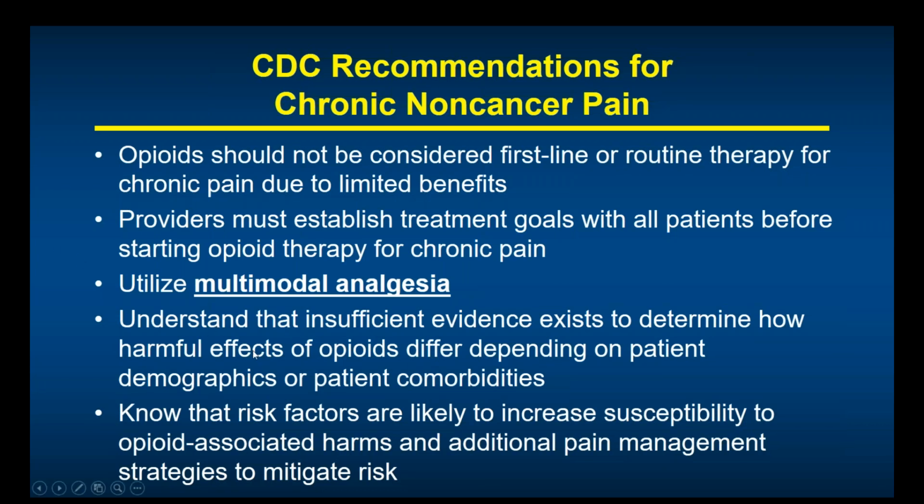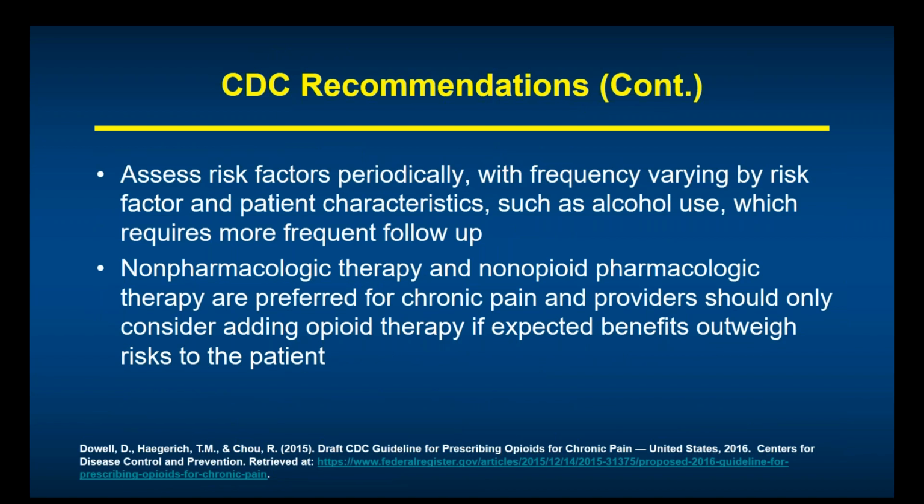But it also emphasizes that we should be paying attention to the harmful effects of opioids, and that we should know the risk factors and the increased susceptibility to opioid-associated harms. Now, if we continue with some of the recommendations, there are recommendations for chronic non-cancer pain to assess the risk periodically, and that these risk factors, especially of patients on opioids or being prescribed opioids, do change, so we have to be aware of that. And to maximize non-pharmacologic and non-opioid pharmacologic therapy for chronic pain.